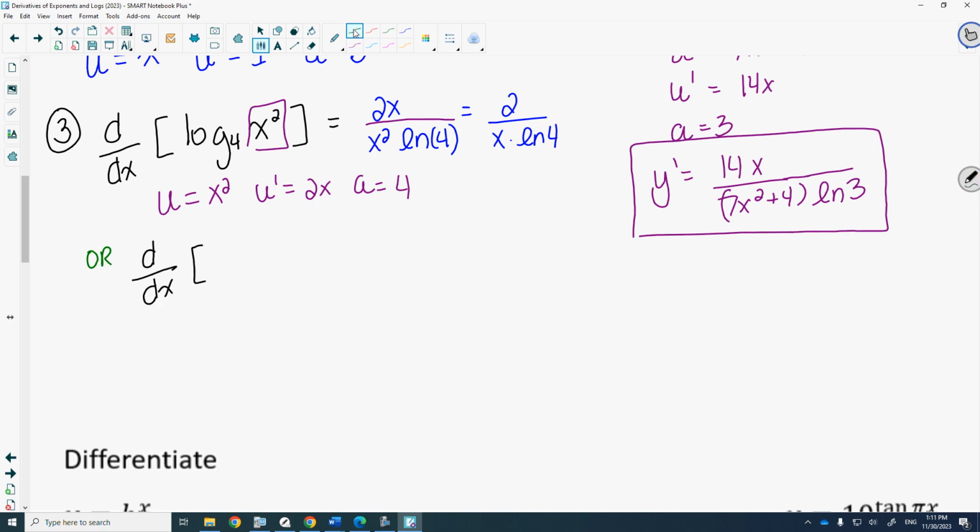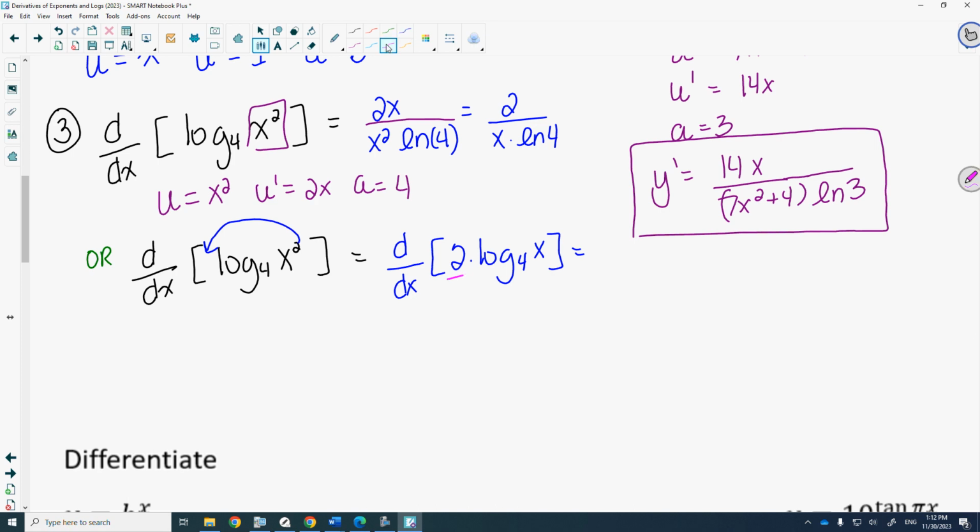So find the derivative of log base 4 of x squared. We could move that 2 into the front, and we're taking the derivative of 2 times the log base 4 of x. This will give us 2 times, and then u prime is going to be 1 over u times the natural log of the base. This will give me 2 over x times the natural log of 4, which is the same answer that I got up here.